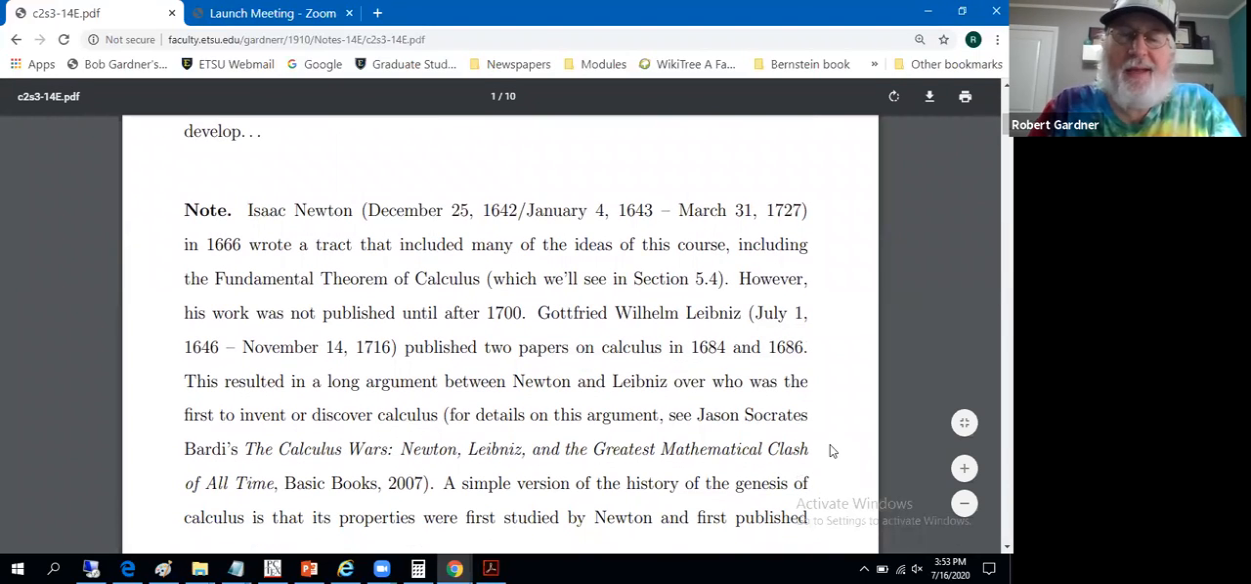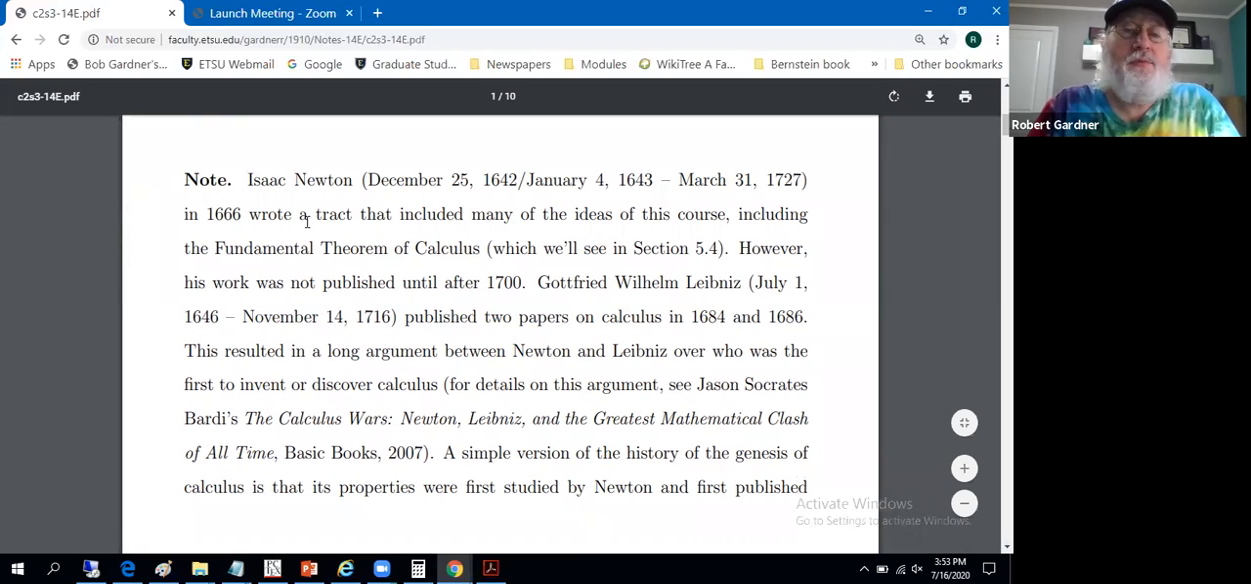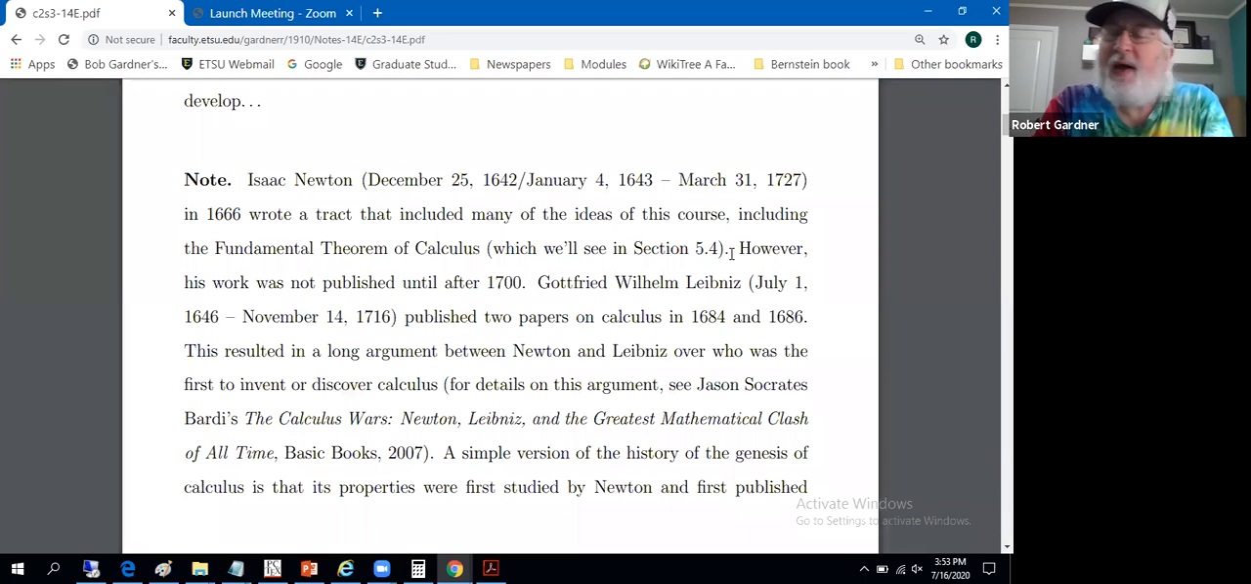This is mentioned at best just in passing in the textbook. Isaac Newton in 1666 wrote a tract that included many of the ideas of this course, including the fundamental theorem of calculus. We'll cover that in chapter 5. It's part of Calculus 1. So you can kind of put your finger on the beginning of calculus. This is horribly oversimplified, but calculus really matures when Newton gets a hold of it.